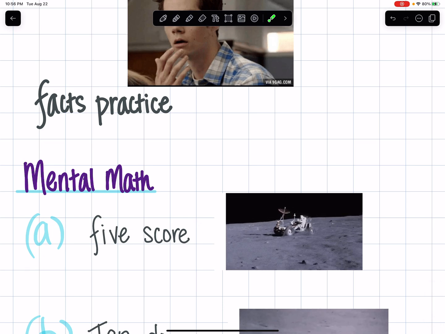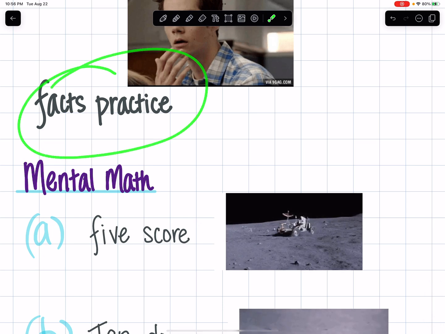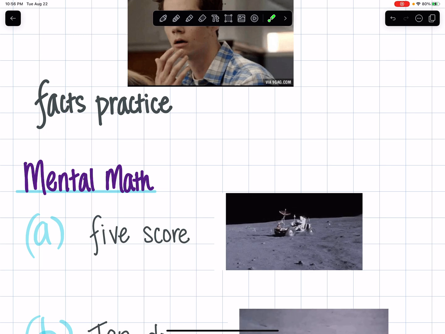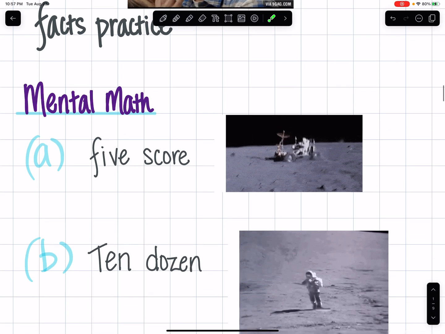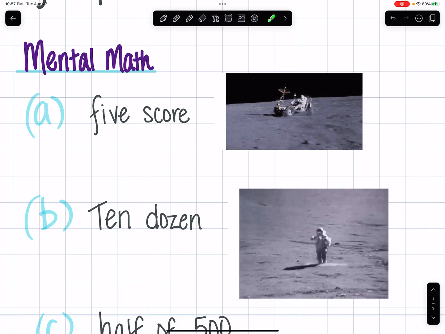All right, if you haven't already, go ahead and pause this and do your facts practice. It's test A again, so 64 multiplication facts. Last time you got 100%, but time yourself and see how you do this time, okay? All right, when you come back, we are going to start with mental math.